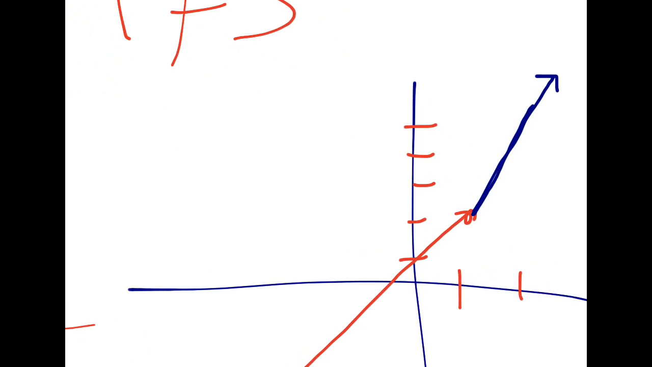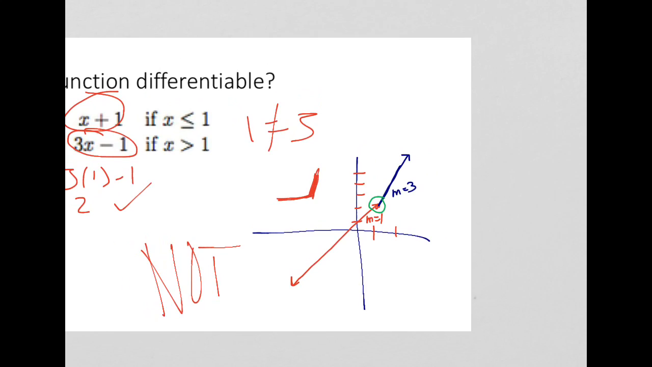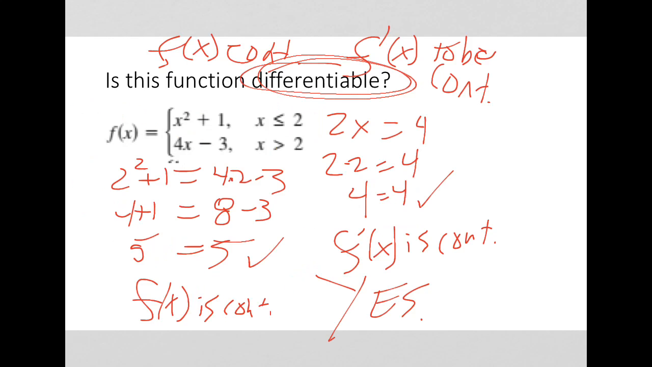So think about right here, the slope is 1, and right here the slope is 3. And I can recognize in that graph by that kind of abrupt little angle that I get there. If I were to over-exaggerate it a little bit, then I have something like that going on, a sharp edge. A function cannot have a sharp edge like that. If it does, it means there is an instantaneous change in slope, and your function is not differentiable.